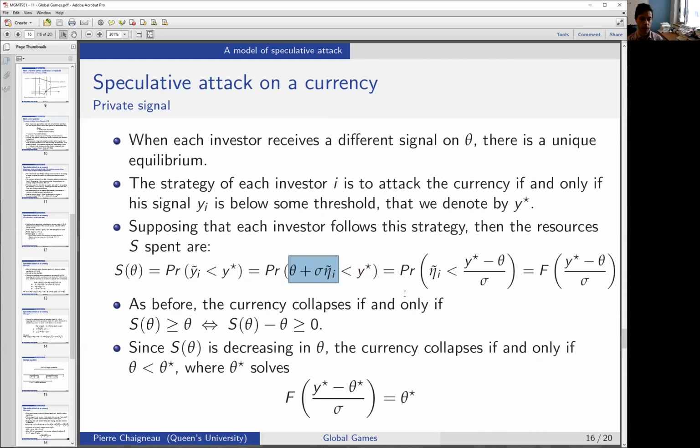So this is equal to yi. Now, as always, we isolate the random variable, which is eta i. We use the distribution function of eta i, which is F, to rewrite this expression like this. Okay, so here we have that the total quantity of resources spent given fundamental theta is equal to this. And again, unsurprisingly, we find that the higher theta is, the lower the resources spent on attacking the currency is going to be, because the CDF is increasing in its argument.